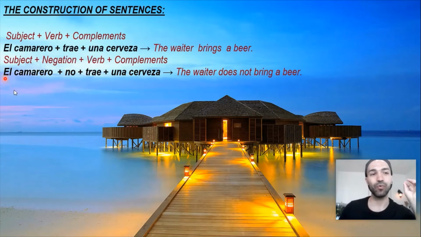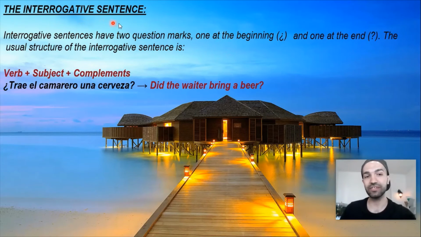So remember, when we have an affirmative sentence, the subject comes first, then the verb, then the complements. El camarero trae una cerveza. El camarero, subject, trae, verb, una cerveza, the complement. But when we have an interrogative sentence, the verb comes first, then the subject, then the complements. ¿Trae el camarero una cerveza? Trae, the verb, el camarero, the subject, una cerveza, the complement.